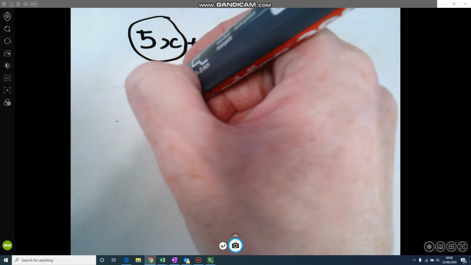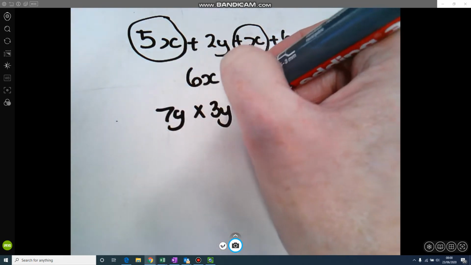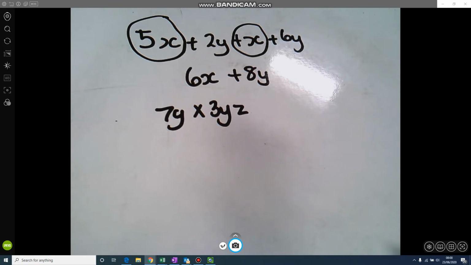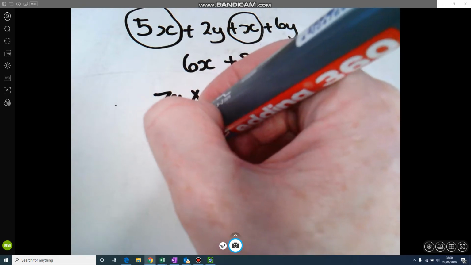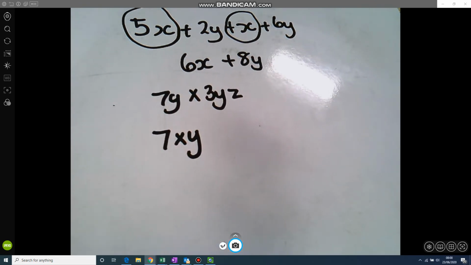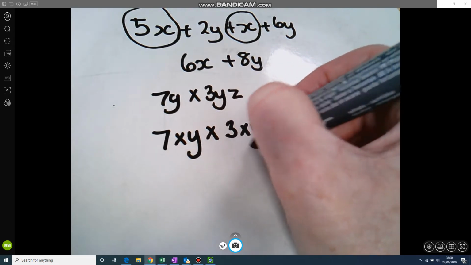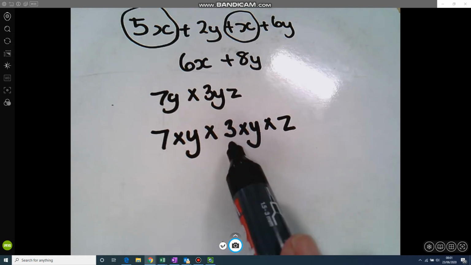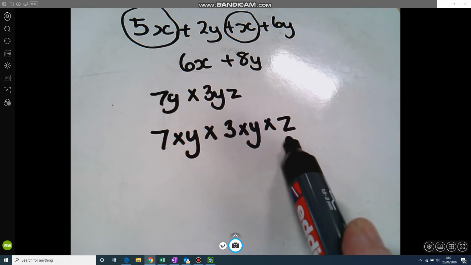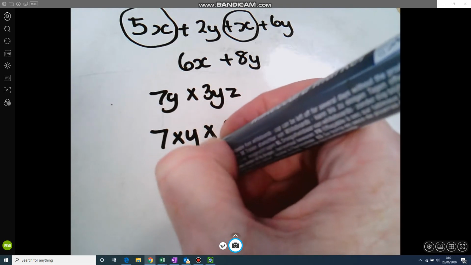Now we've got something a bit harder. So we've got 7y multiplied by 3yz. Okay, so when you have a question like that, think about what you're doing. So you're doing 7 times y. That's what 7y is. And then you're multiplying that by 3 times y times z, because our 3yz is actually equal to 3 times y times z. Okay, let's gather those together in terms of similarity.